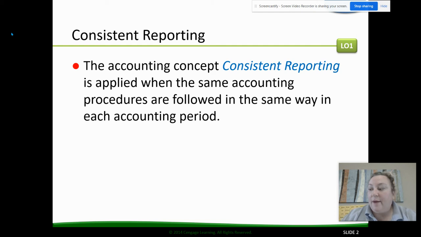If we change it up every single time we do something, it's not going to give us accurate information about our business. And it's not going to give us accurate information that we can share with other people about our business, like the bankers and the investors and things like that. So the more consistent we can be, the better it is.